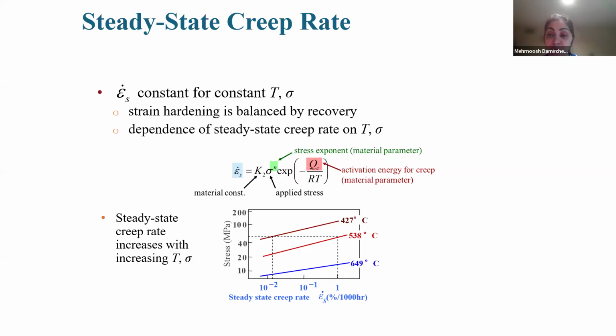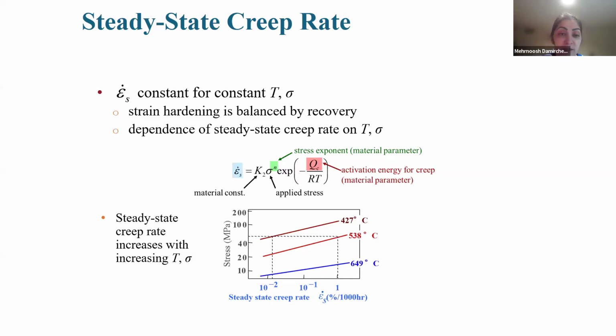At this stage, two opposing processes occur. The first one is strain hardening, which resists deformation. And the second one is recovery, which allows dislocations to move and rearrange. These two effects balance out in steady state, producing a nearly constant creep rate. If temperature or stress increases, dislocation motion becomes easier and the steady-state creep rate increases, and it completely makes sense.